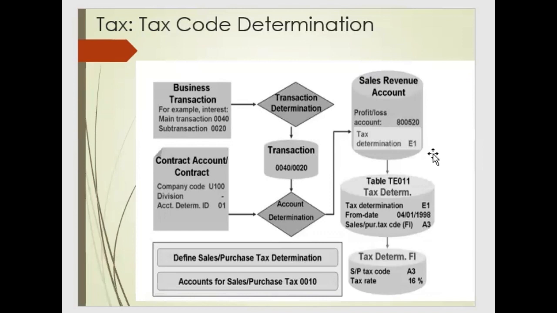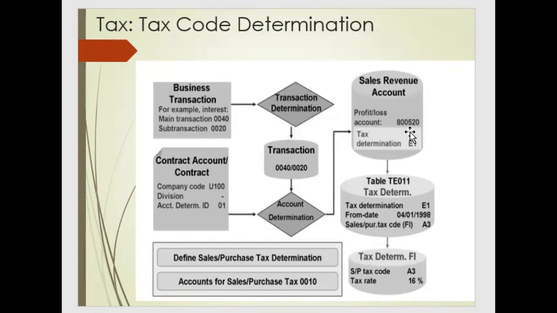Now, E1 is your tax determination, which defines how much percentage we need to deduct. That E1 is configured in the background with a specific calculation. That calculation will define how much percentage we need to deduct from the base amount. So here you can see tax code A3 is linked. Now that tax A3 is 16%, which is linked to the tax determination ID, which is E1, and that tax determination is linked to your invoice and to your general ledger.